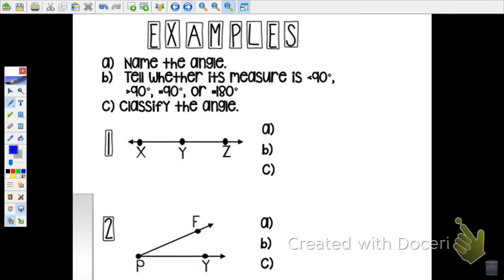So then if you fold that page back up in your book, we see examples. They want us to name the angle, tell whether its measure is less than 90, greater than 90, equal to 90, or 180, and then to classify it, so using that word. I'll give you time to quickly run through that.